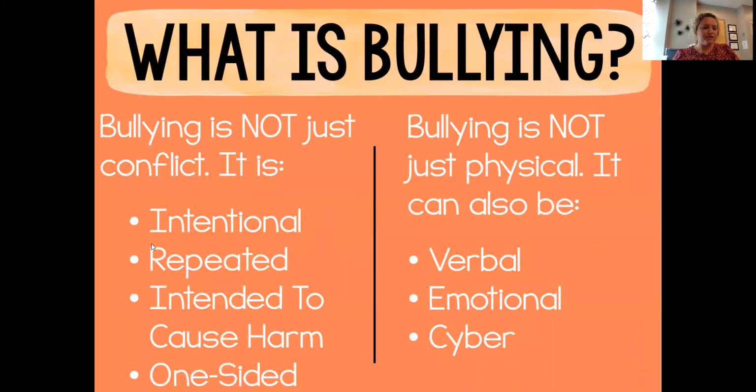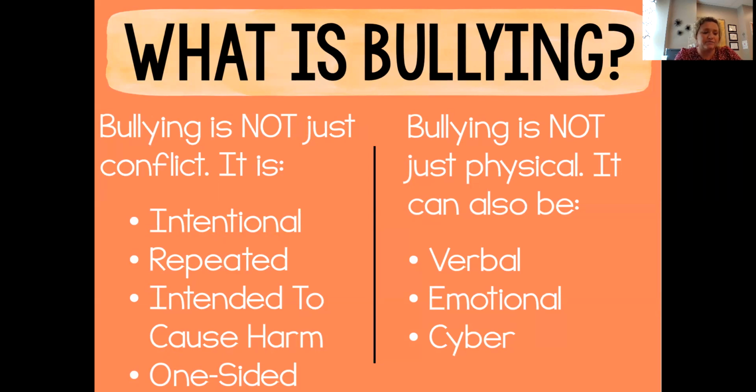All right, so we're going to start here with what is bullying? Well, there are lots of misconceptions out there about what bullying is, and it's really important to understand the difference between bullying, conflict, and a mean moment. In order for something to be bullying, it has to meet somewhere around 4 of these criteria. We're going to narrow it down to 4.